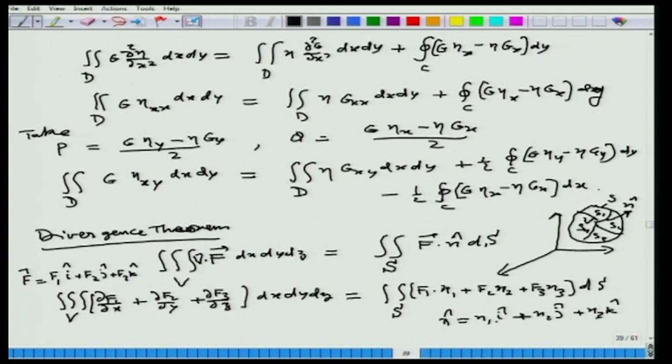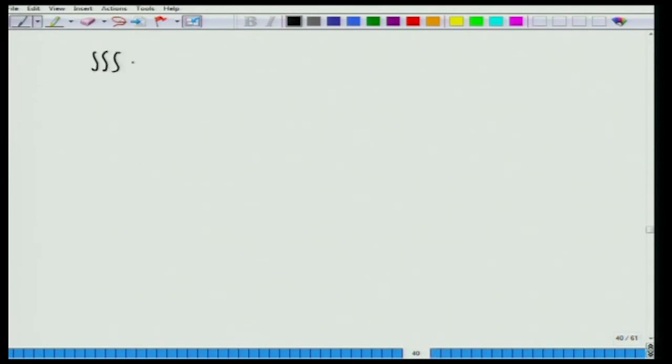This is the unit normal. Those are defined, those cosines, direction cosines of the normal here. So, how do we see this theorem? Component-wise, we show that the integral of del f1 over del x is f1 n1 dS, and so on. Let us do it for the last term. We show that the triple integral over V of del F3 over del z dx dy dz equals the surface integral over S of F3 n3 dS.